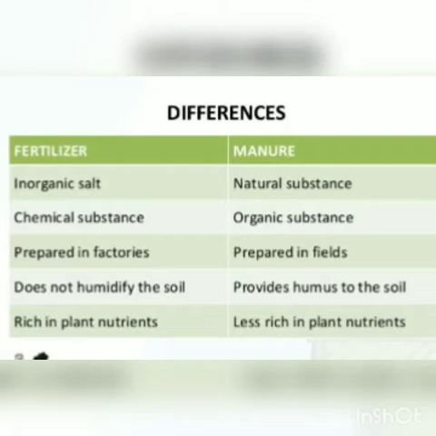Now we are going to see about the difference between fertilizer and manure. Fertilizers are inorganic salts, chemical substances. Fertilizers are prepared in factories. It does not humidify the soil. It consists of rich plant nutrients. Manure is a natural, organic substance. It is prepared in the field. It provides humus to the soil. It consists of less rich nutrients.